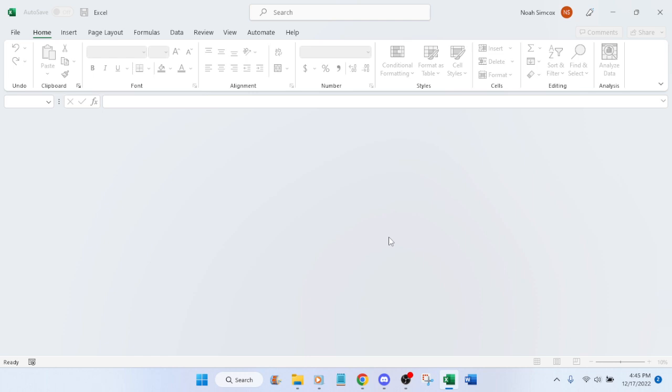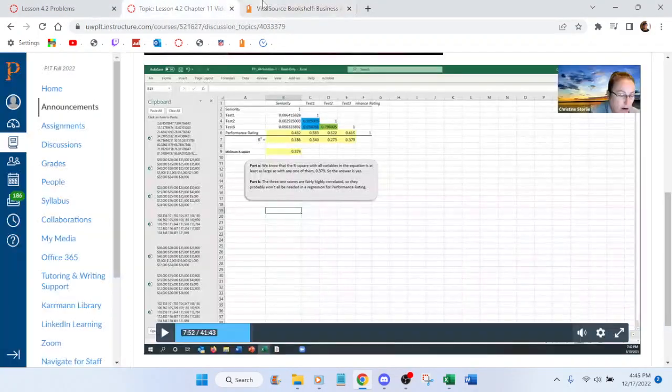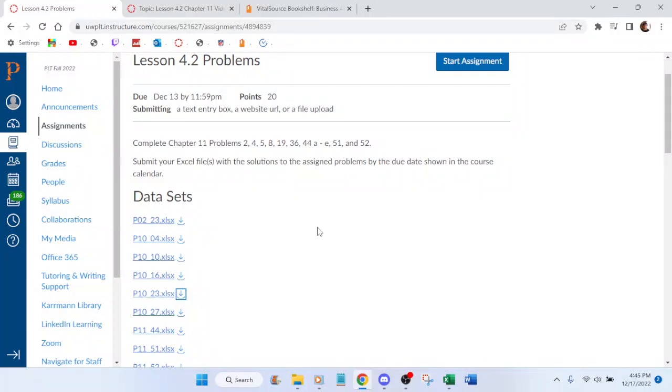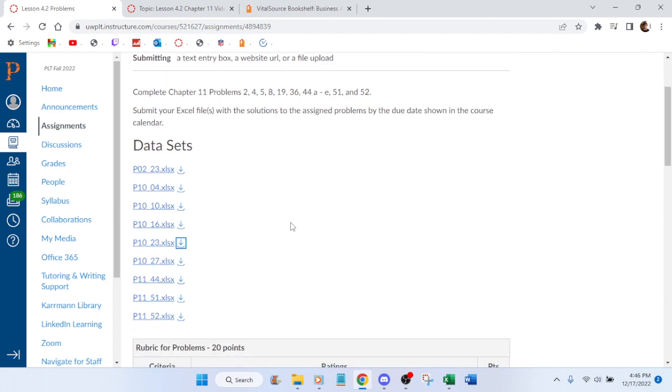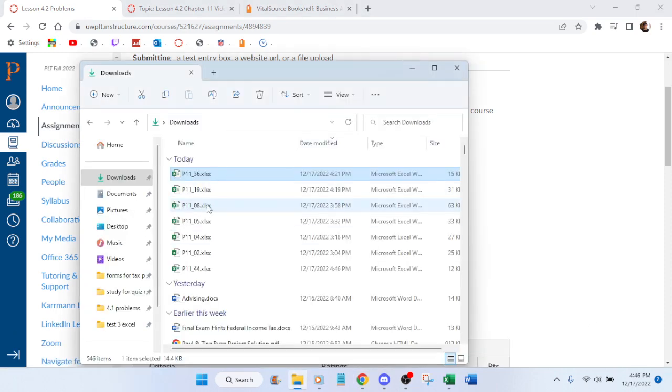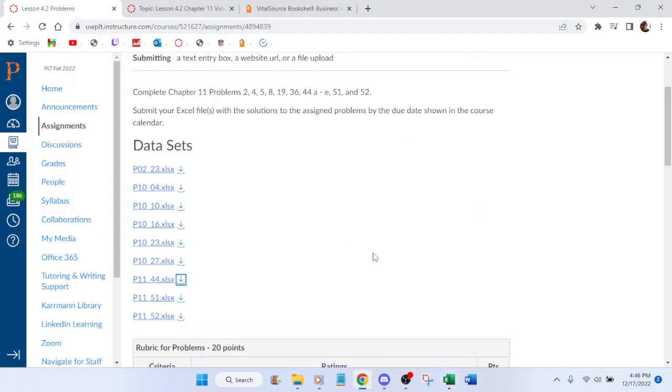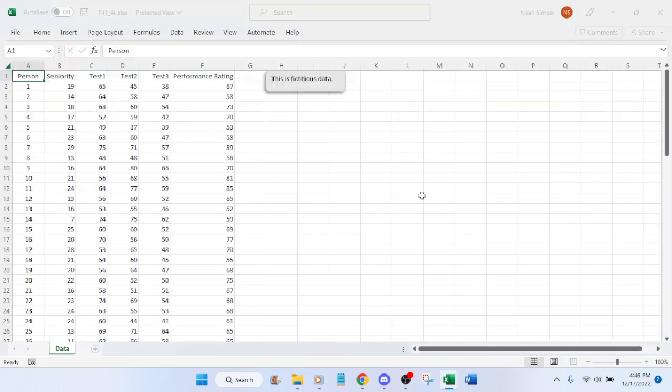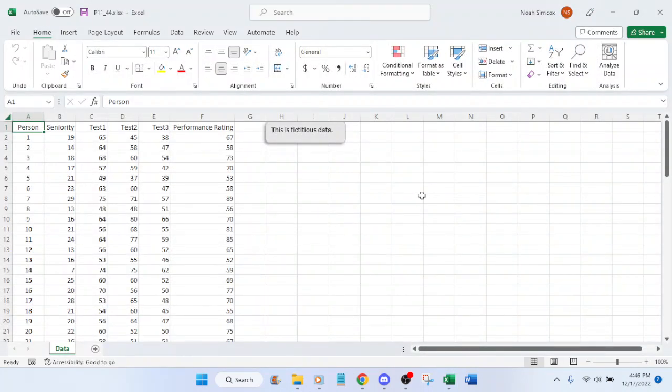Number 44. A through E. That was funny. A through E. Test. 1, 2, 3.